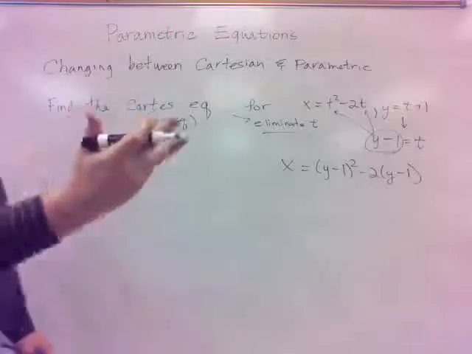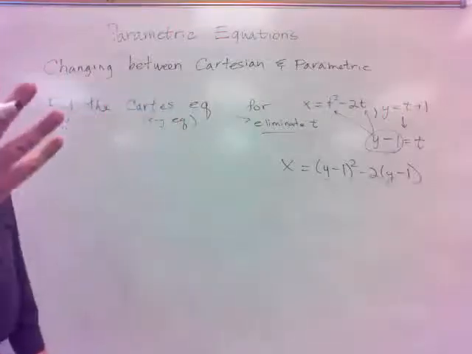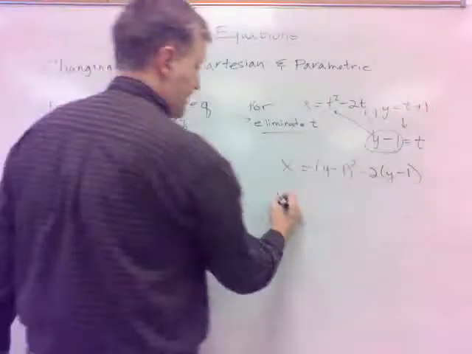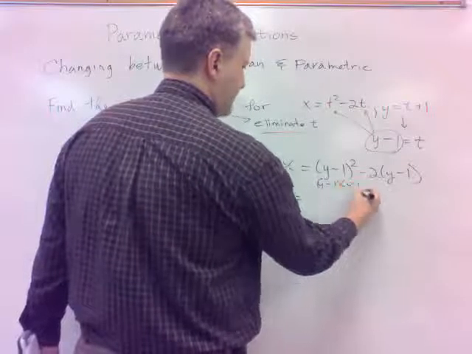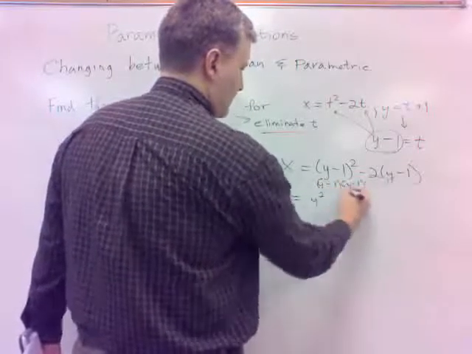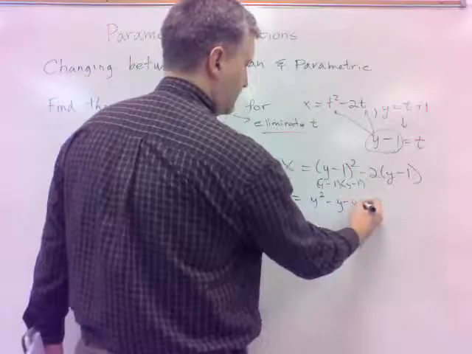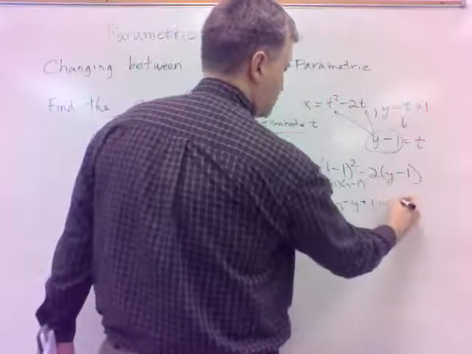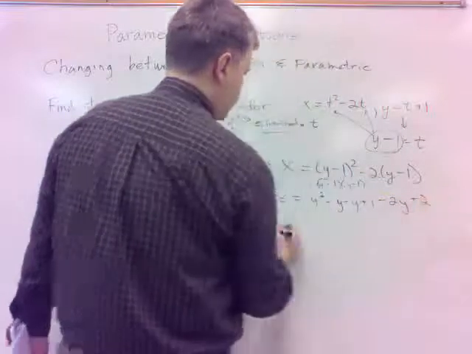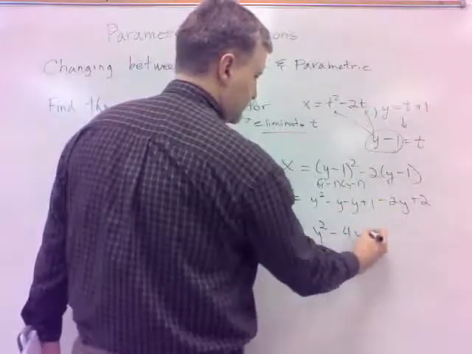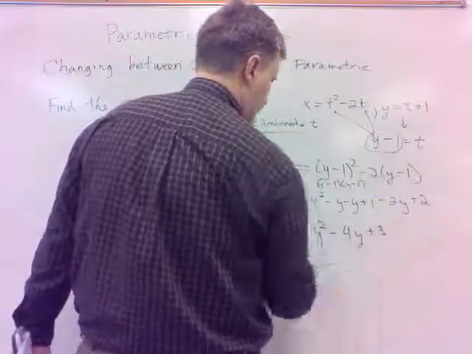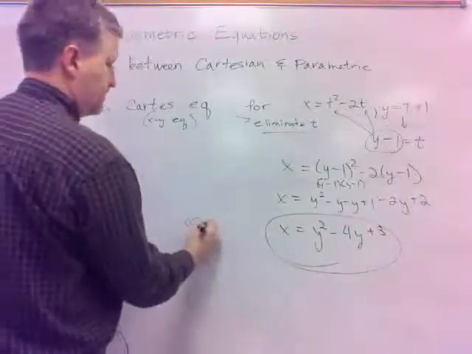And if you want the expanded form of that, just FOIL that out. y minus 1, y minus 1. That would be y squared minus y plus 1, that would be minus 2y plus 2. So I get x equals y squared minus 4y plus 3. That's the Cartesian equation for this.